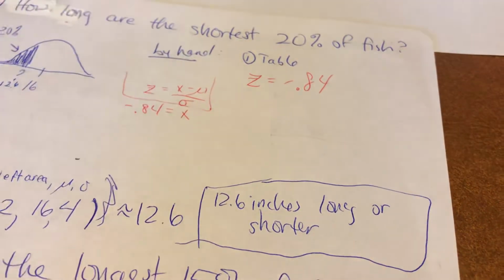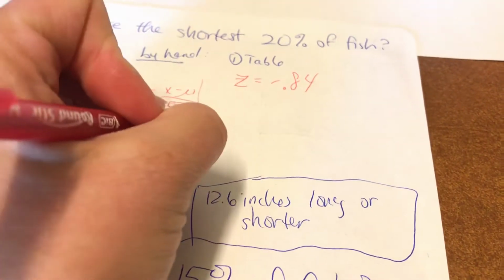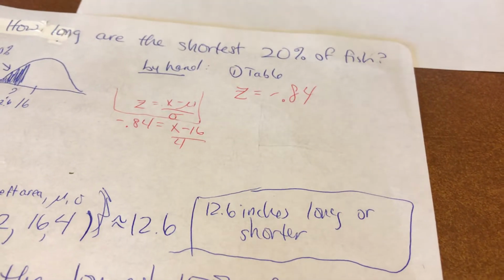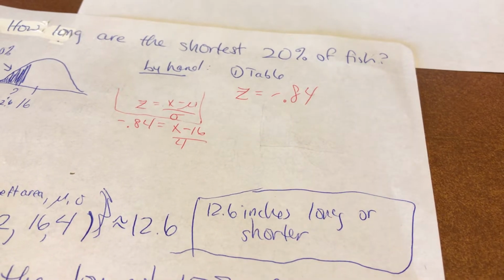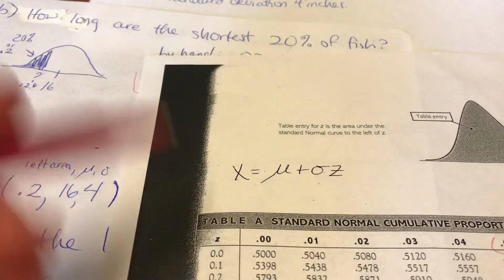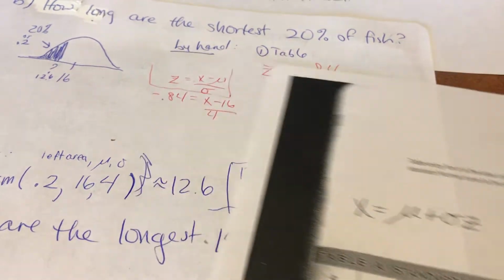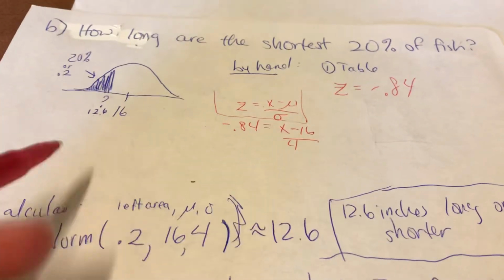Let's get this out of the way. Minus my mean of 16 divided by my standard deviation of 4. Now we can do that, or we can just solve that formula for x, and if you solve that formula for x, you would get this new formula. So that's a formula that's good to know too, but let's actually do it by hand.